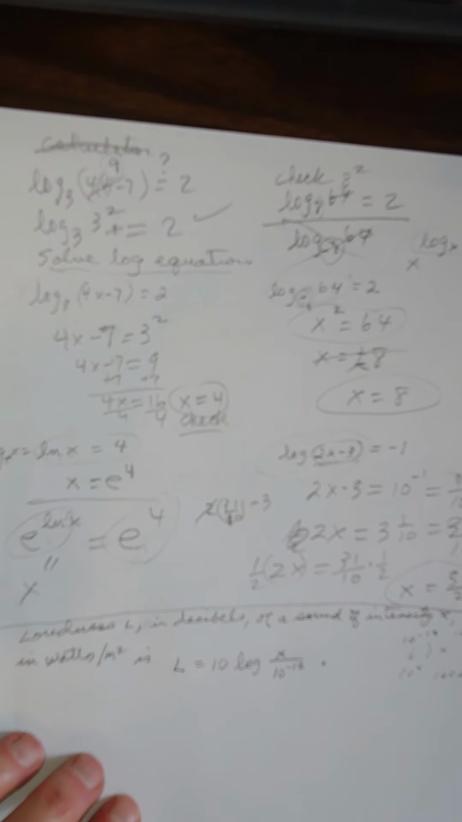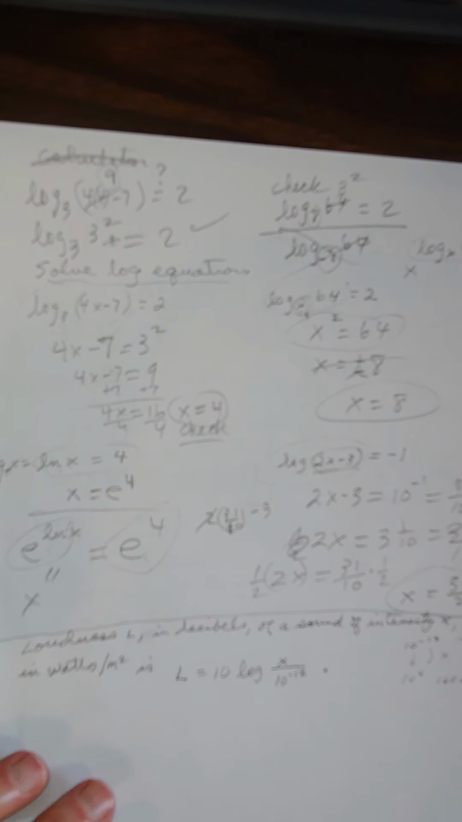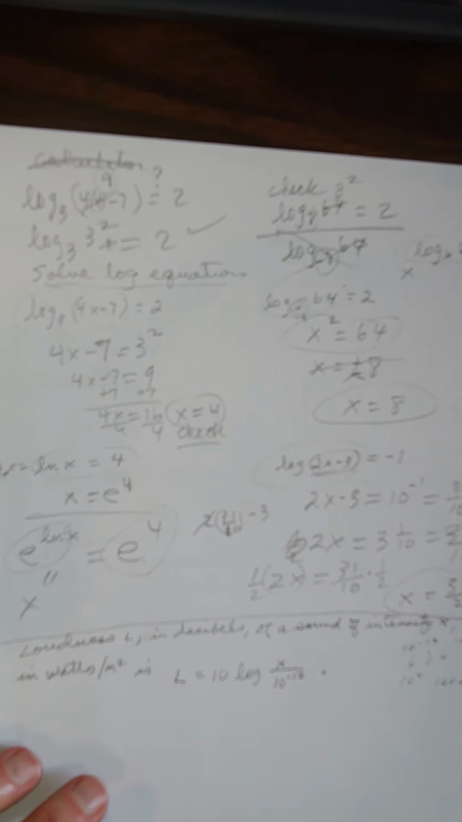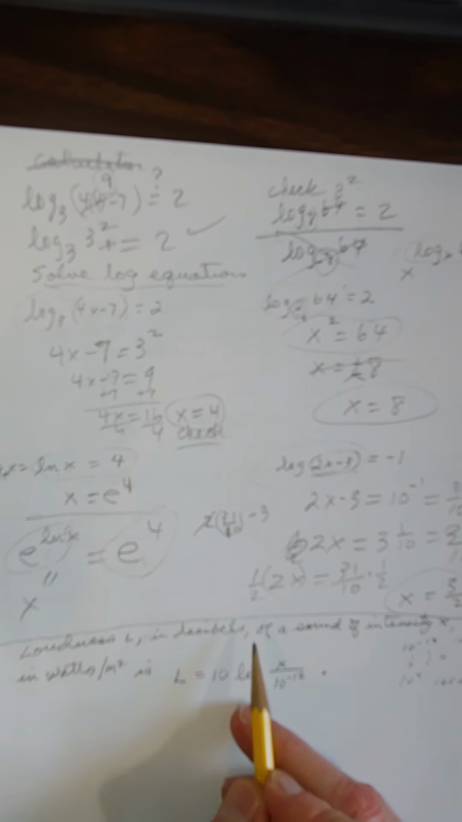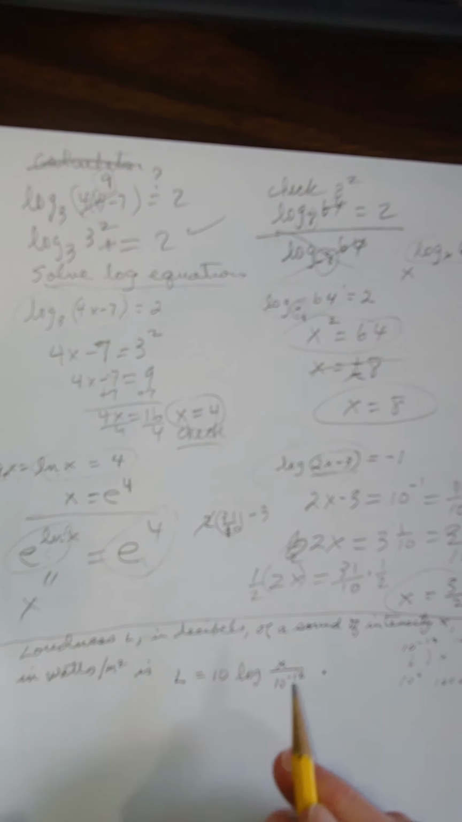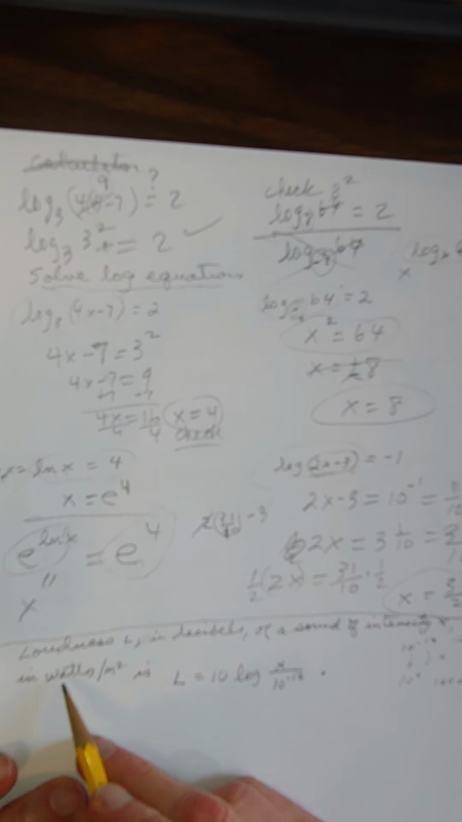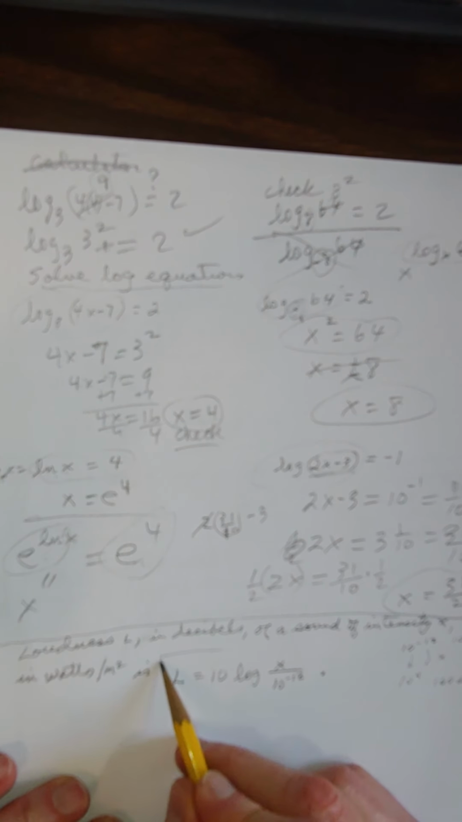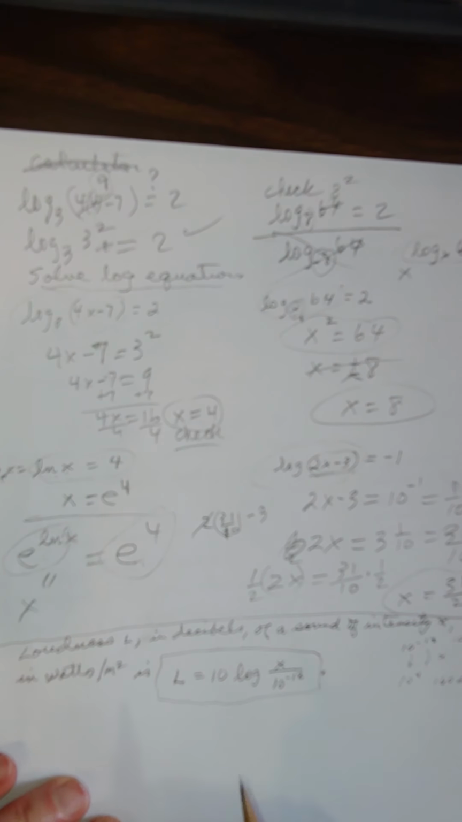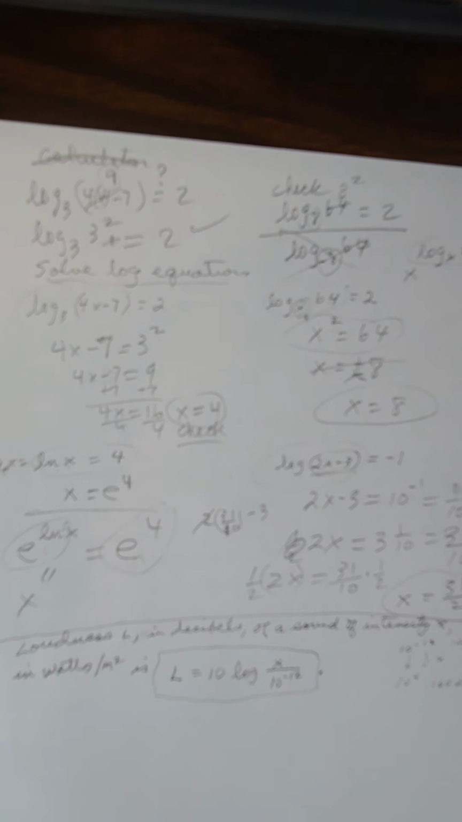On page 815, there's a definition of loudness. It says the loudness L in decibels, probably a lot of you have heard of decibels, of a sound of intensity X in watts per meter squared is given by this formula. If I gave you this problem, I'd give that formula or let you get it. You don't have to memorize that, obviously.